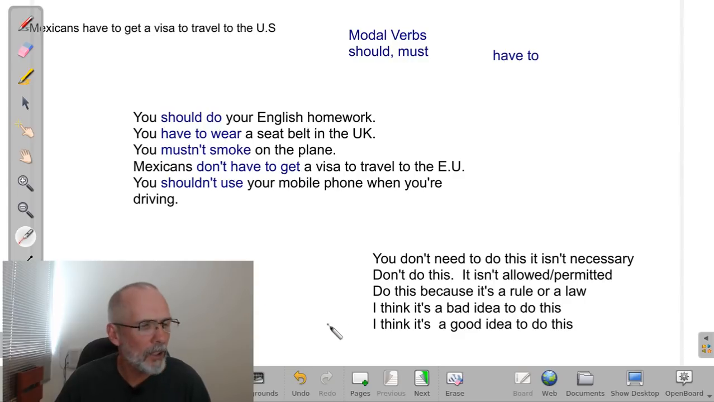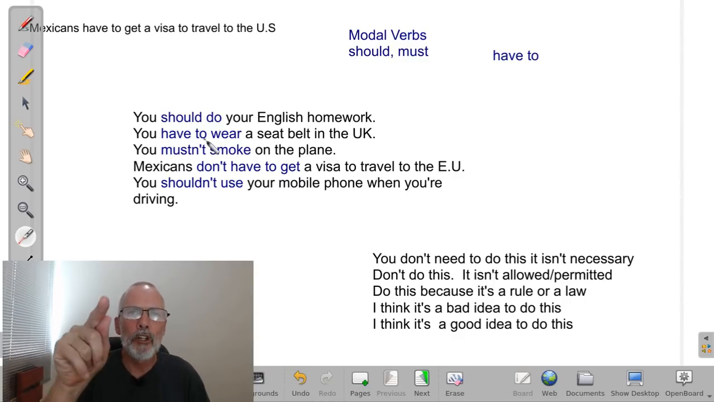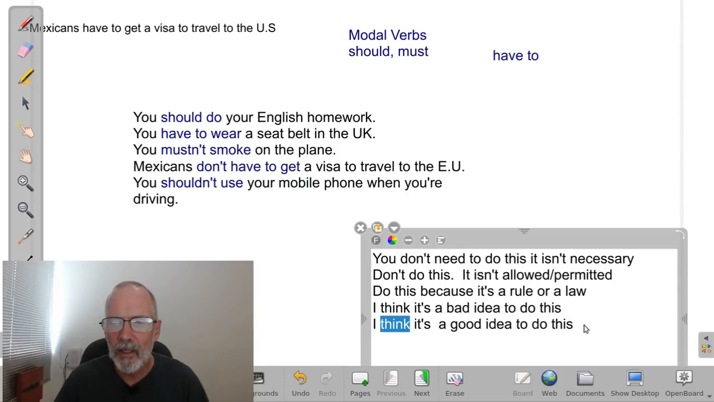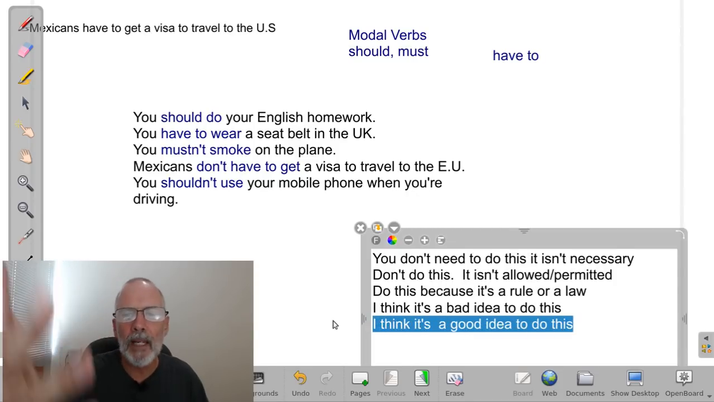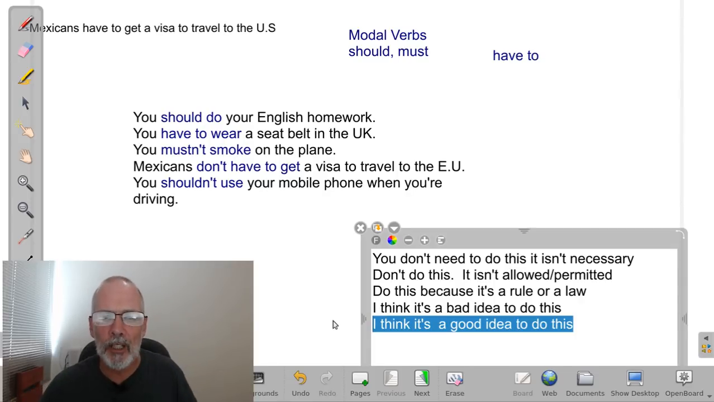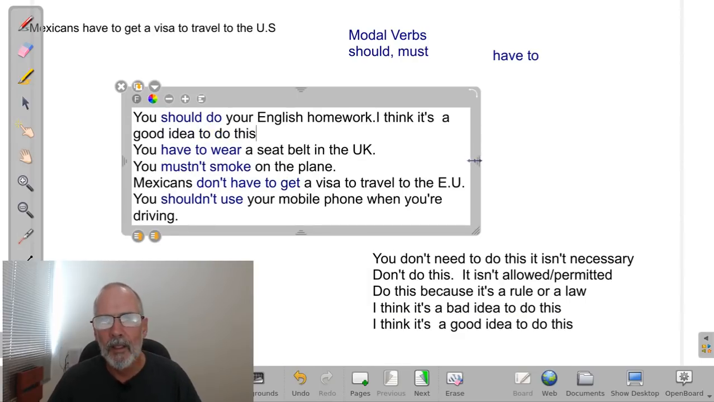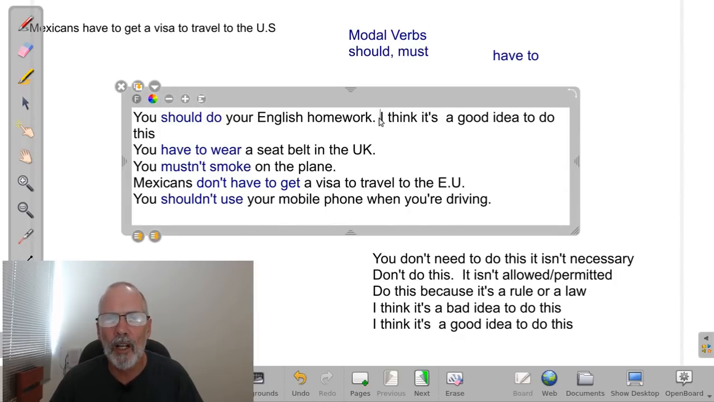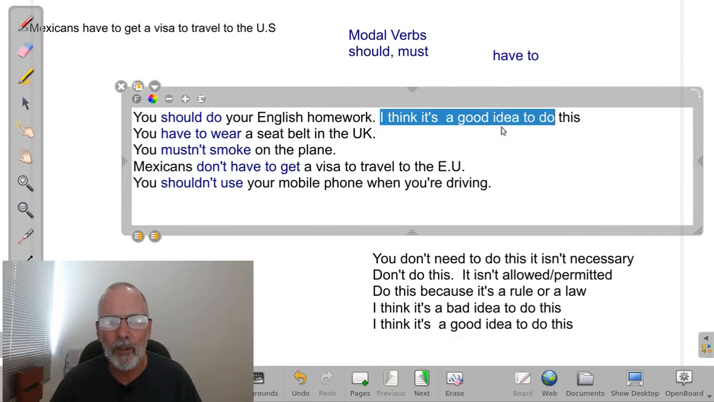Rene says the last one. Yeah, very good. If I say you should do your English homework, what that means is I think it's a good idea for you to do this. Using the modal verb "should" is like making a recommendation, making a suggestion, or giving advice. So the first answer is there: I think it's a good idea to do this. When we use "should", it's like making a recommendation.